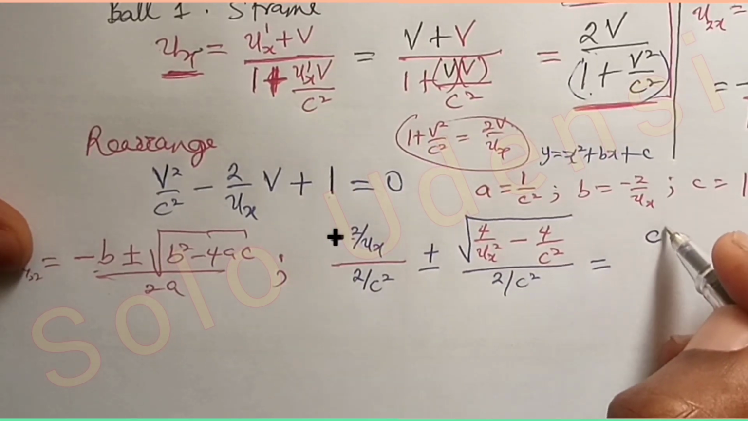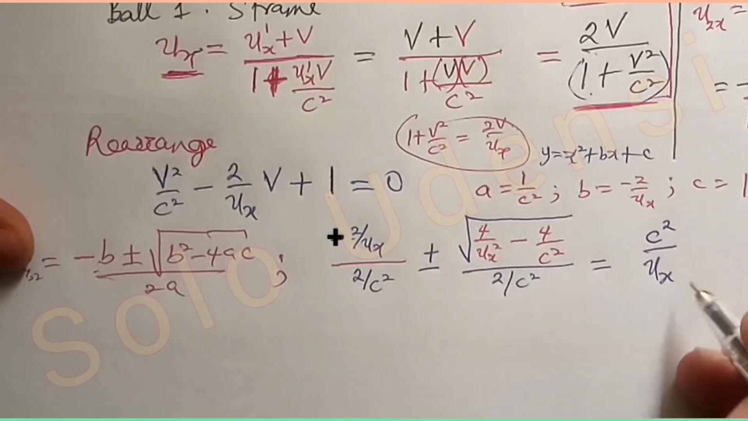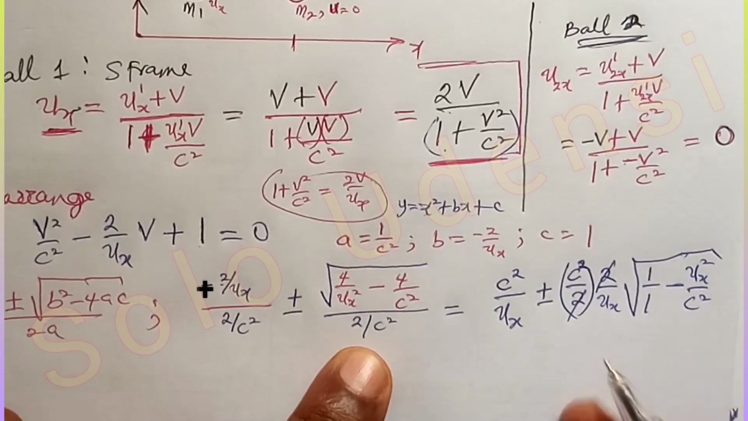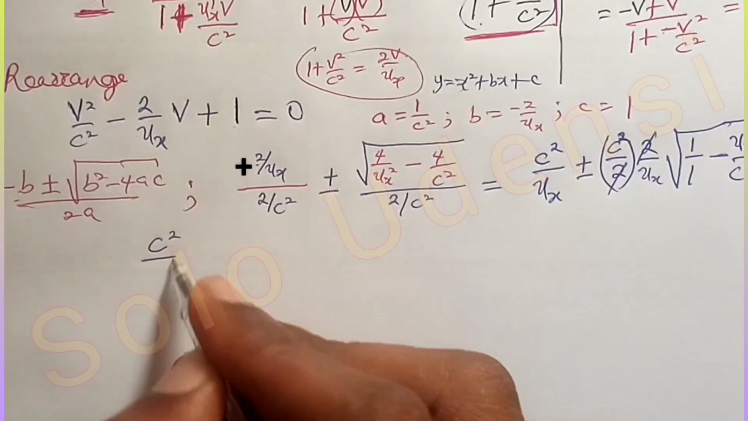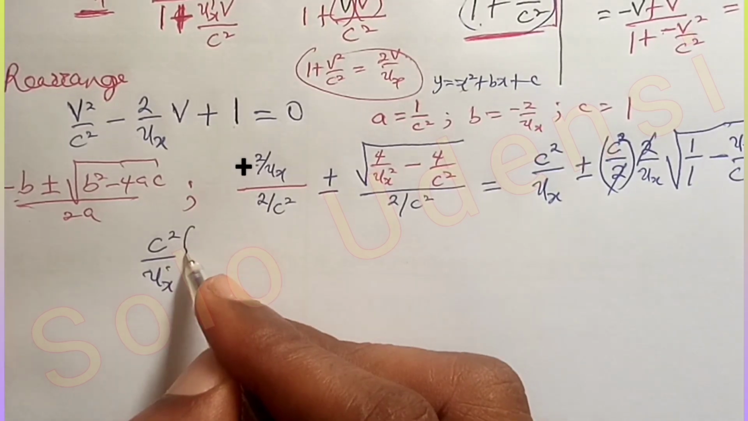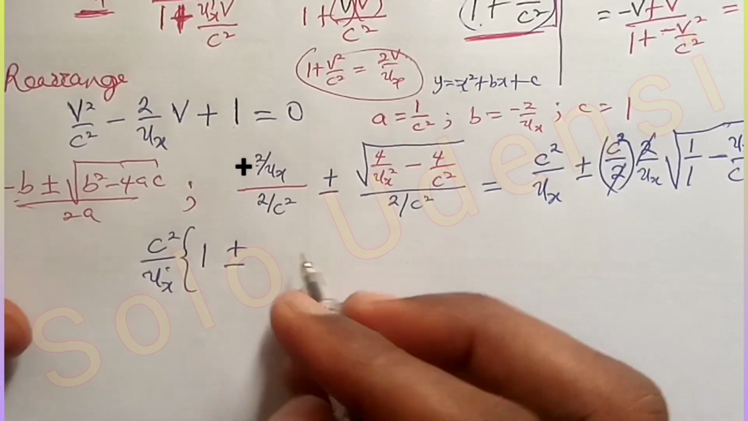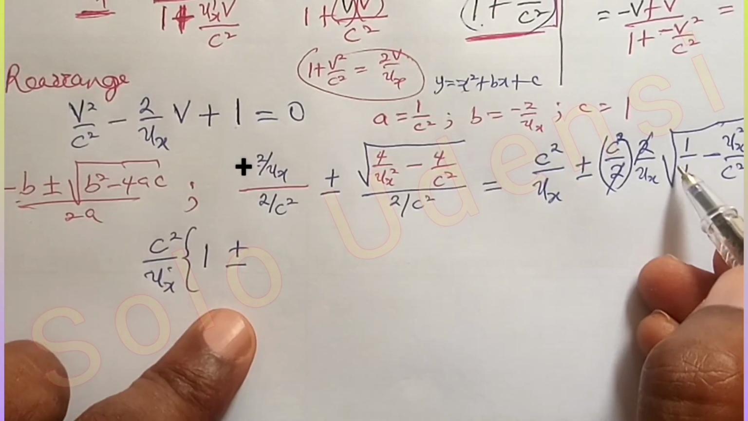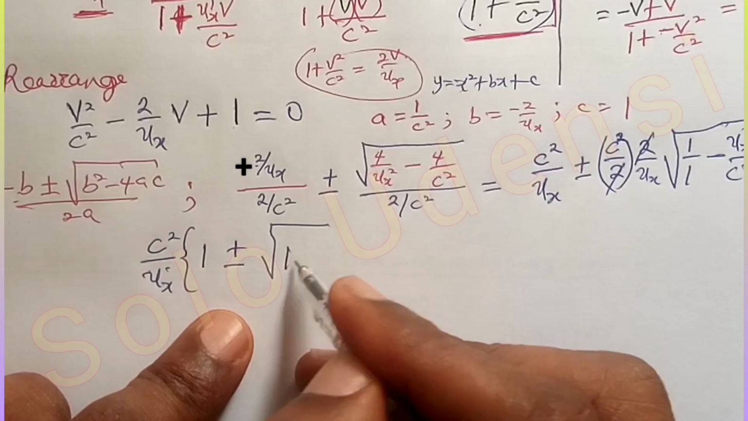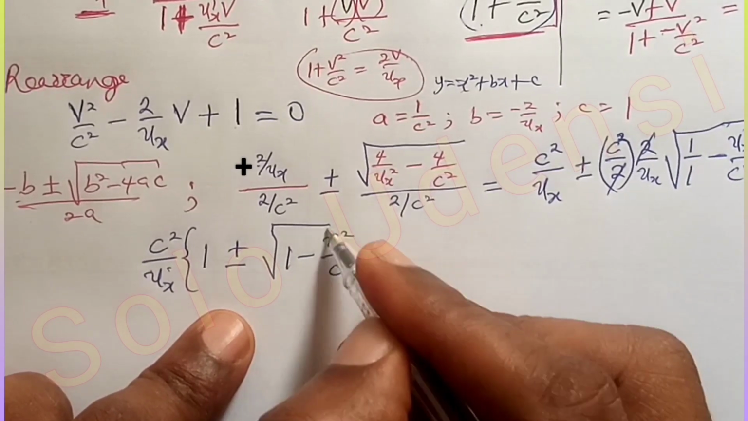So we have c squared over ux into this guy now will be 1 plus or minus the square root of 1 minus ux squared over c squared.